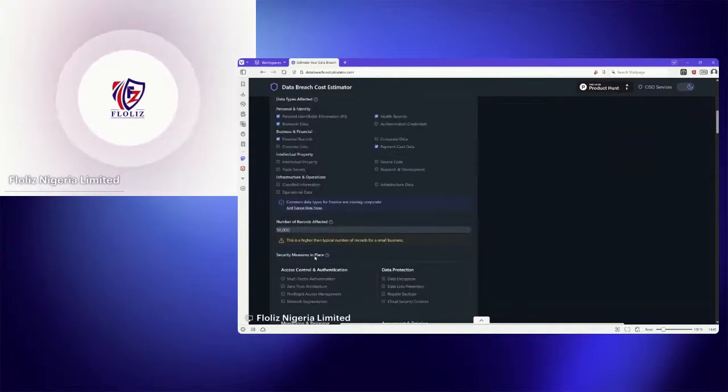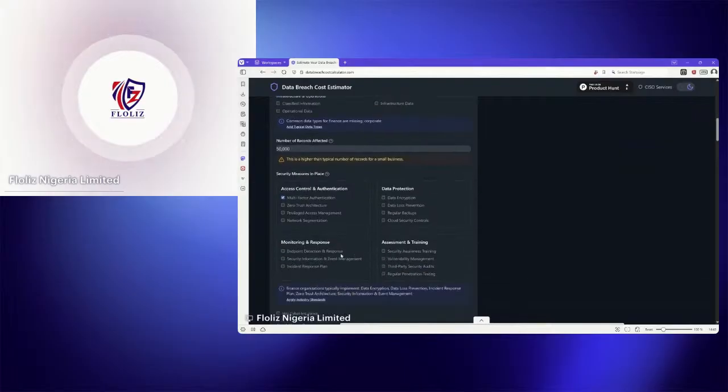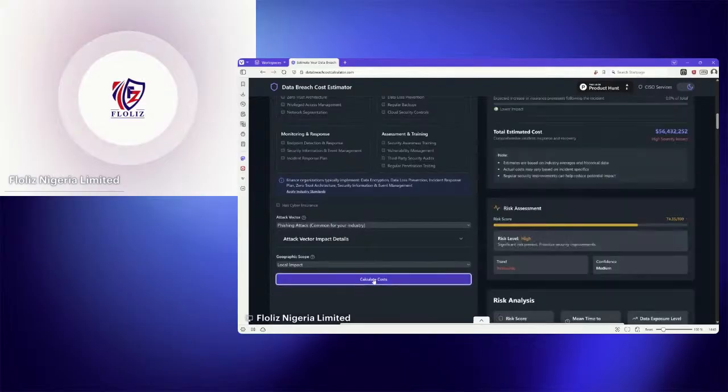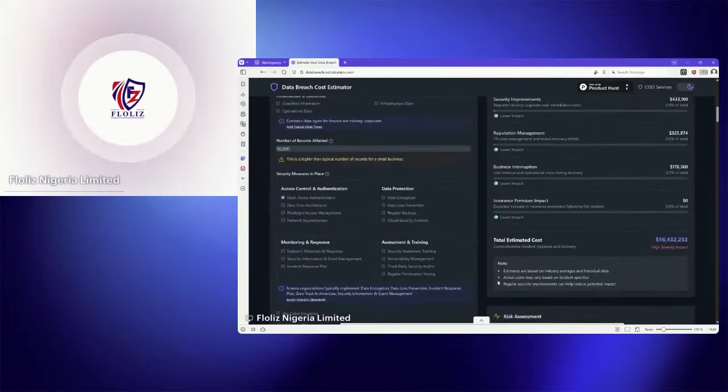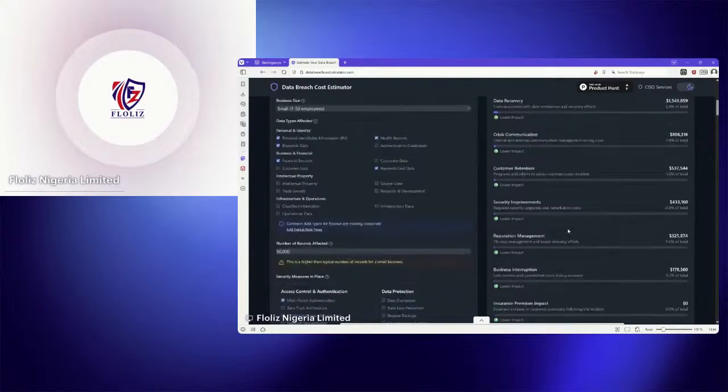What security measures are in place, right? Multi-factor authentication may be in place, and data encryption may not be in place because we are a mid-sized organization. Do we have monitoring tools? We don't have monitoring tools, right? So let us calculate the cost. If you click on calculate the cost, you would be able to get a breakdown of what this will pose in terms of financials on the organization.